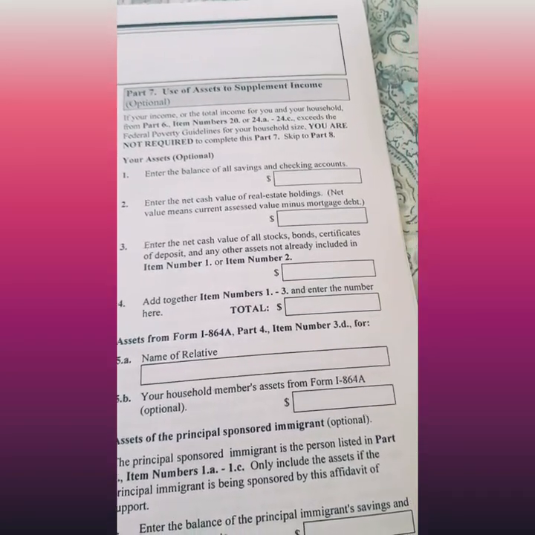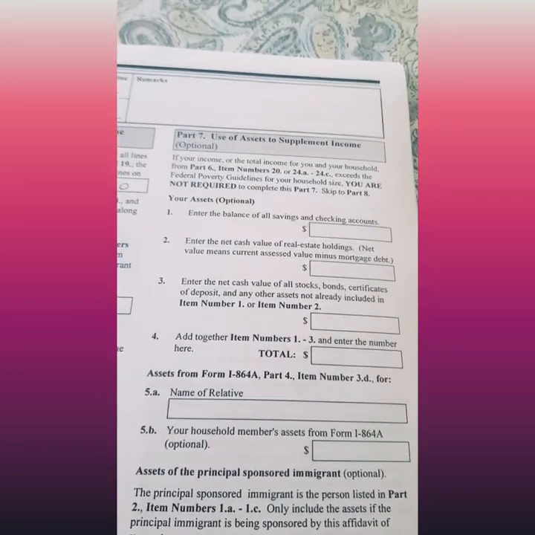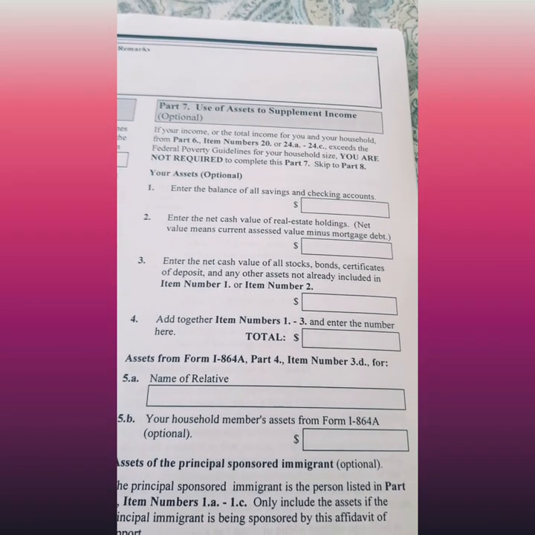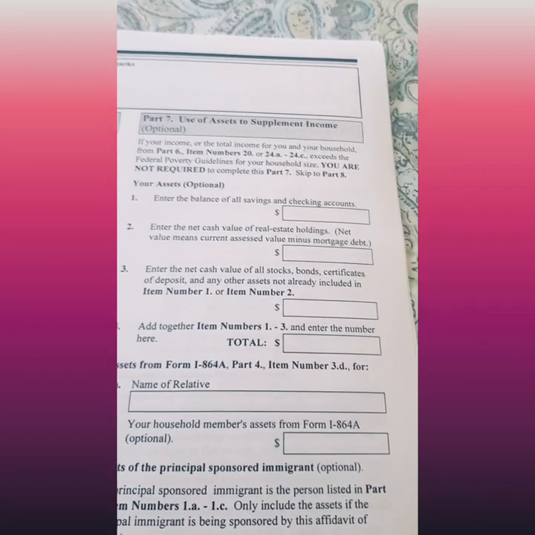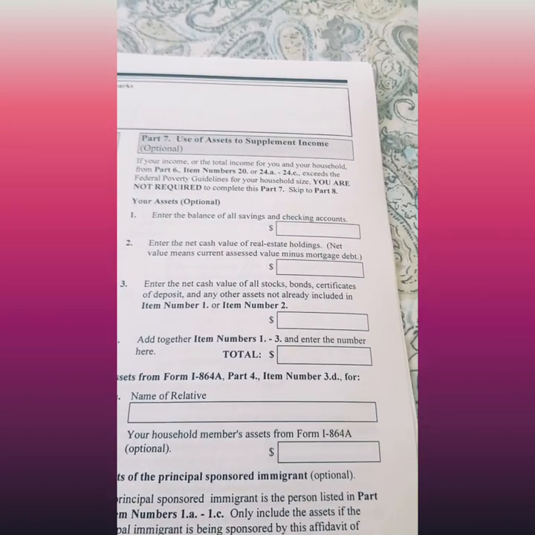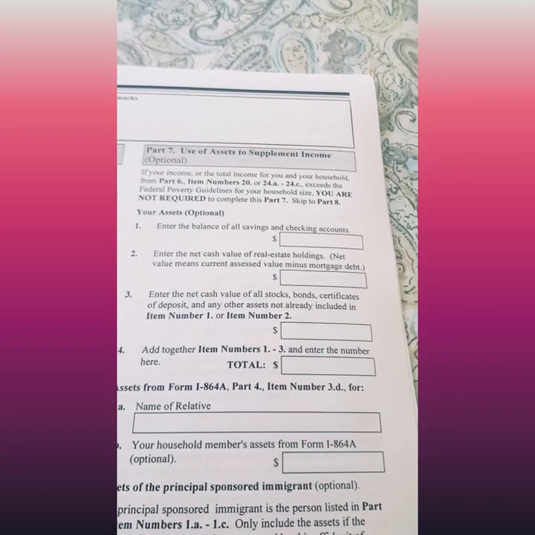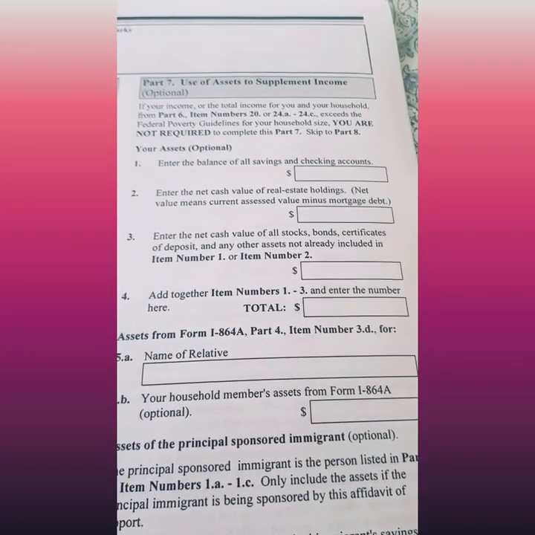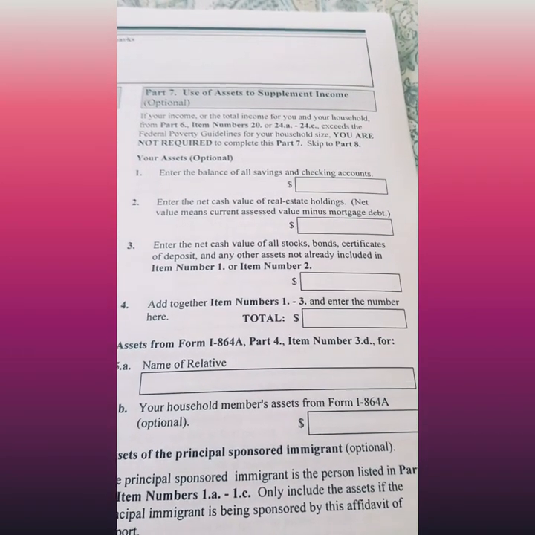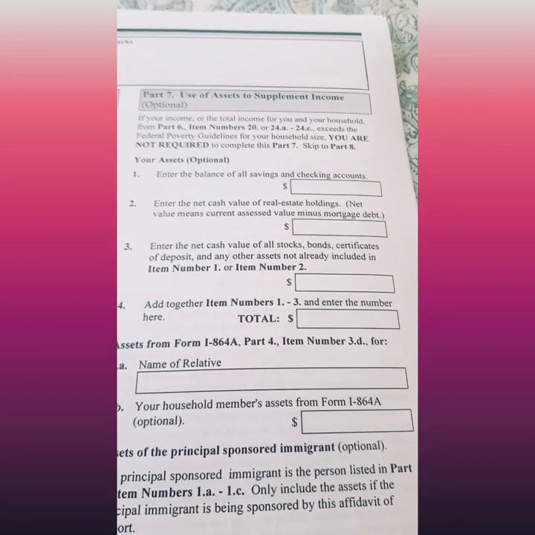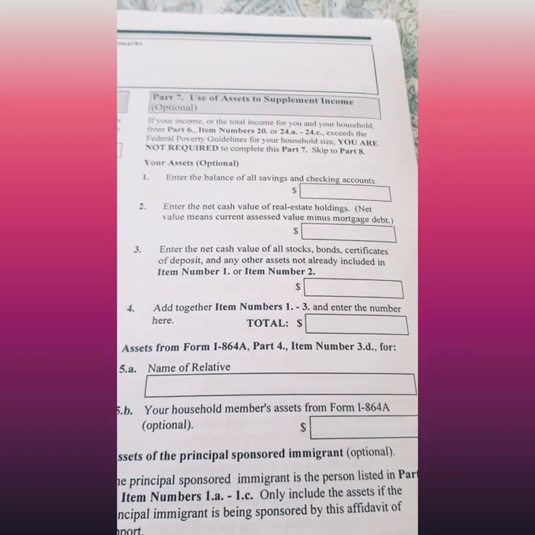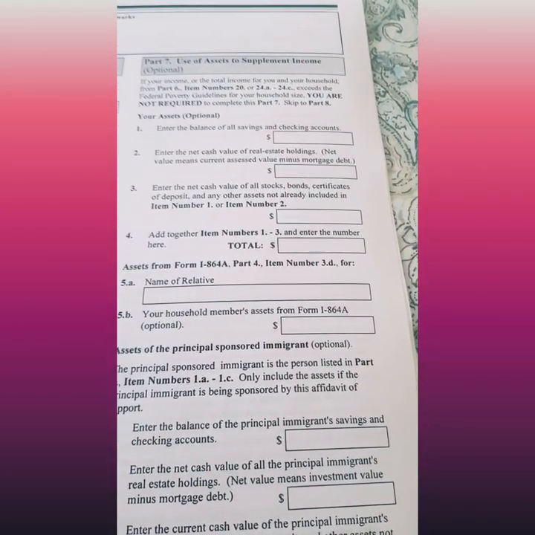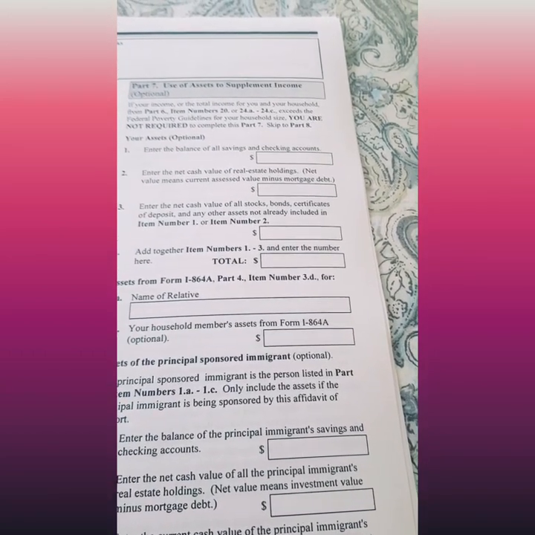Number 1 says enter the balance of all your savings and checking accounts, if you are using your assets to supplement the income. Number 2 says enter the net cash value of real estate holdings. Net value means current asset value minus mortgage debt. Number 3 says enter the net cash value of all stocks, bonds, certificates of deposit, and any other asset not already included in item number 1 or item number 2. Number 4 says add together items number 1 to 3 and enter the number.